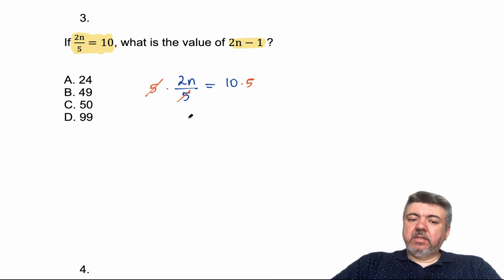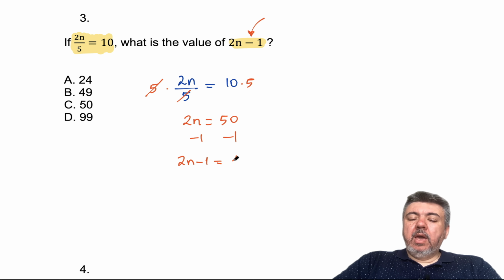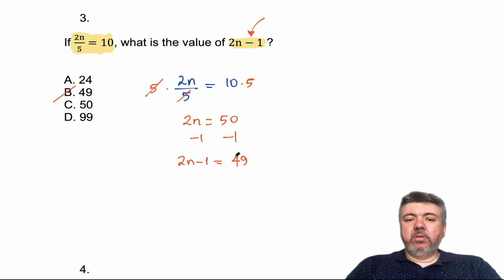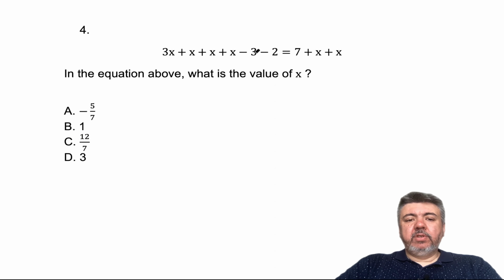And 5's cancel, 2n here, and it's going to be 50 here. I'm supposed to find 2n minus 1, so subtract 1 from both sides. It's going to be 2n minus 1 here, and 50 minus 1 is 49. So the answer, 2n minus 1 equals 49. Okay, question 4.